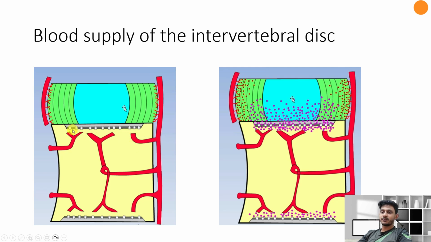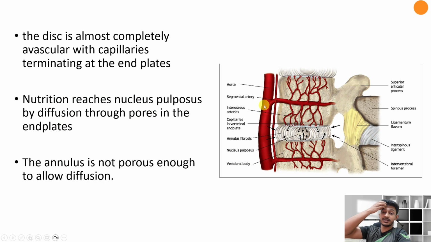The end plates have small tiny pores in them which allow the diffusion of nutrients from the outside to the inside. As you can see, only the outer portion of the annulus fibrosus receives the blood supply, whereas the inner portion of the annulus fibrosus and the nucleus pulposus is completely avascular. So it relies on diffusion for its blood supply. As you can see, the diffusion is how the nucleus pulposus and the inner portion of the annulus fibrosus get its nutrition.